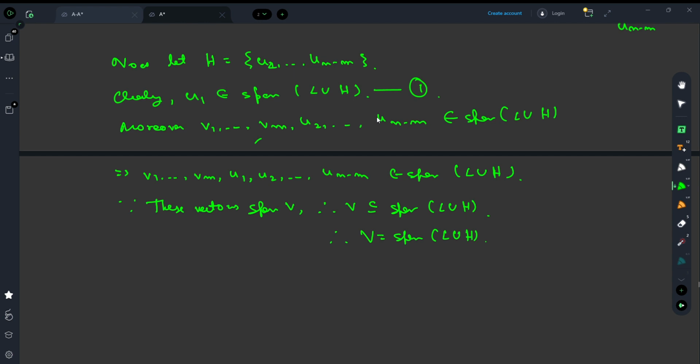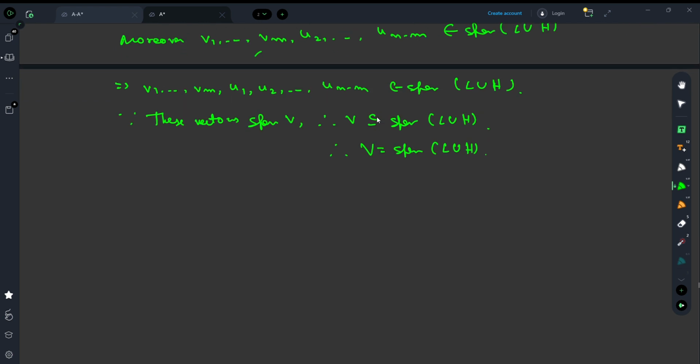You can easily justify this fact because if L is in V and H is in V, L union H will also be in V. If you take the span of these elements, then by closure the span is also in V. So the other way around it's quite trivial, right? So V is equal to the span of L union H, right? Clear? Okay. And that was exactly what we wanted to prove.